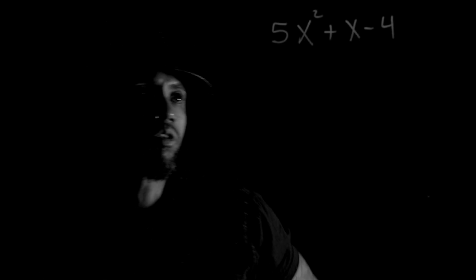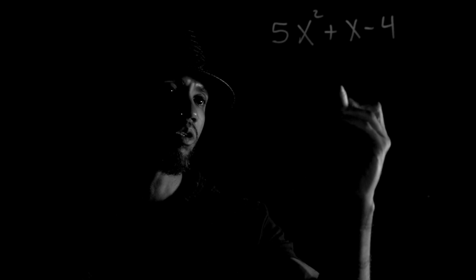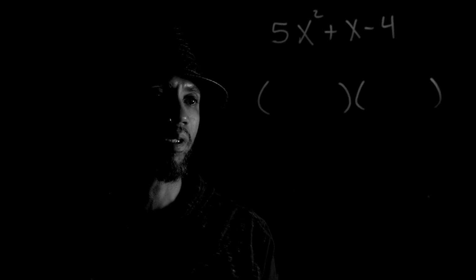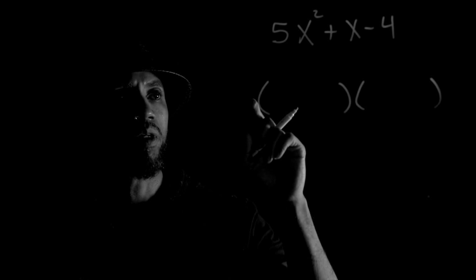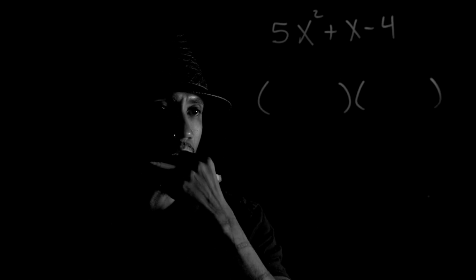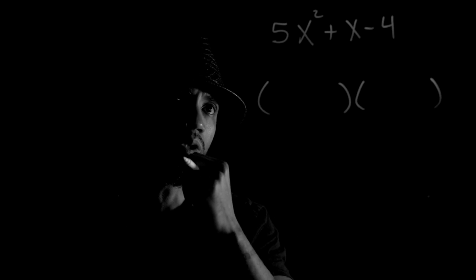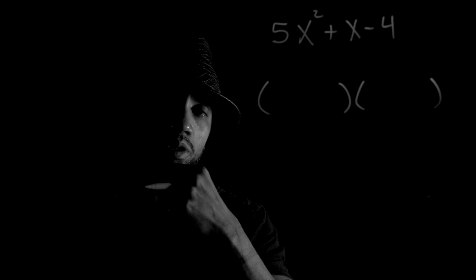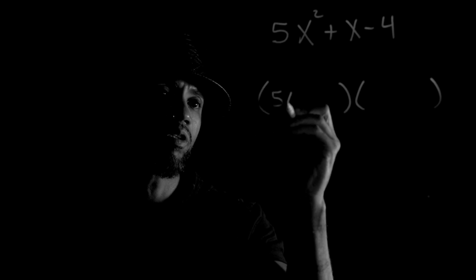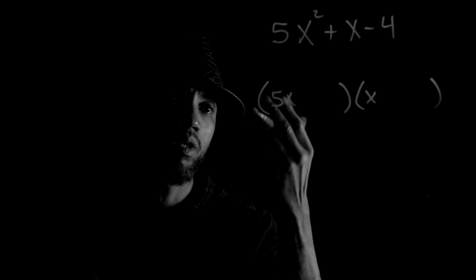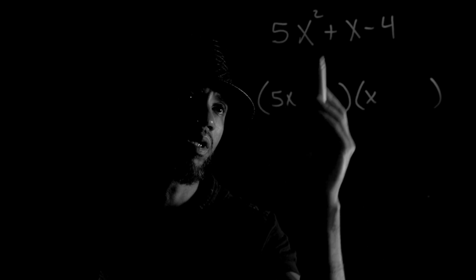Okay, 5x squared plus x minus 4. Let's factor the trinomial. We're looking to multiply two binomials, basically doing the FOIL method, that will get back to this trinomial here. 5x squared is our first term. There's only one way I know to get 5x squared: two numbers that multiply to get 5, 1 and 5. So 5x times x. That's a must. Negative 4 is down there, and this is a positive 1.